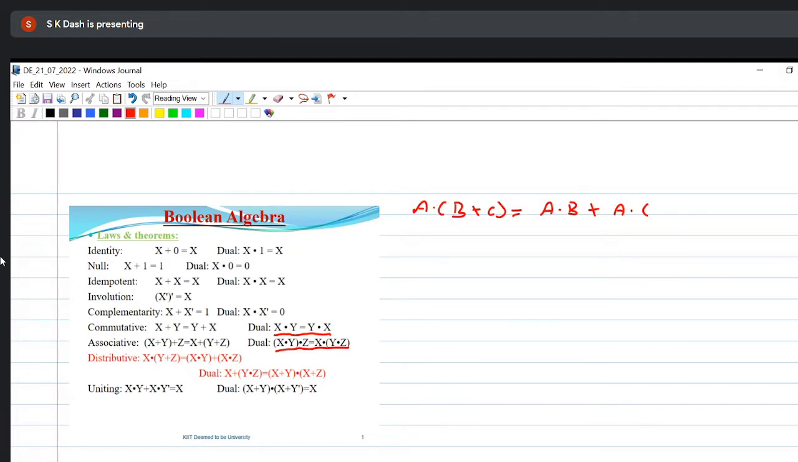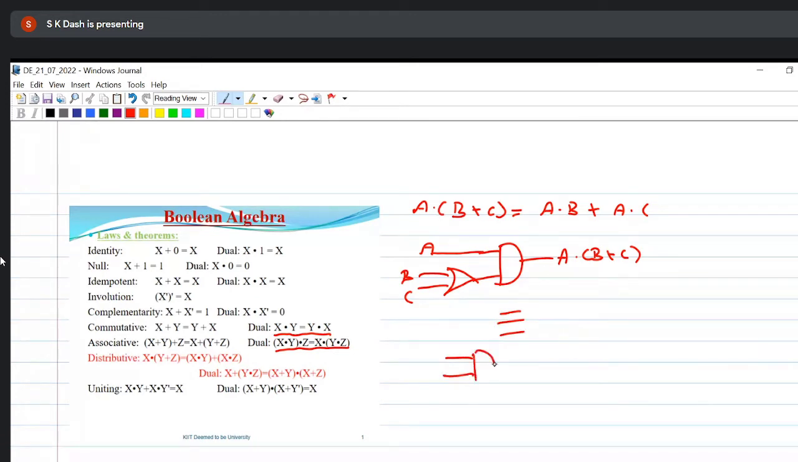So in our digital domain, what do you mean by this? B plus C is an OR gate. Then A dot means this is an AND gate. So it is A dot, B plus C. This is the same as A dot B, where this is A, this is B. A dot C means another AND gate, same A, C. Then an OR gate, which will be equal to A dot B plus A dot C. This is called distributive.